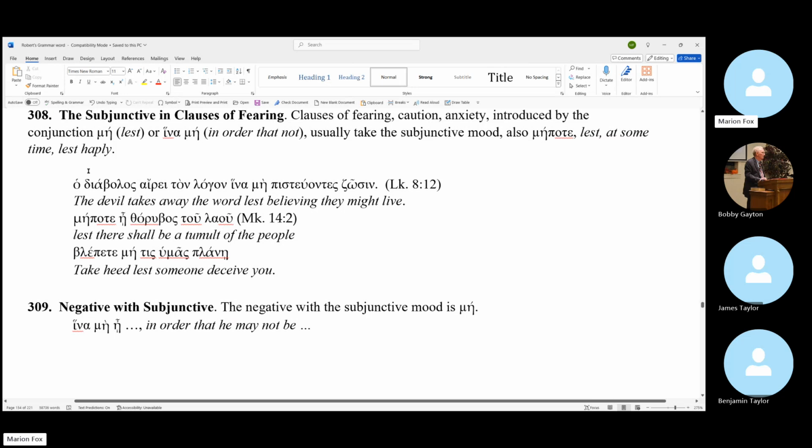And the diabolos airei ton logon, hina me pisteusantes sothosin. The devil, the false accuser, takes away the word. He takes away, carries it away, bears it away, lest believing. See, in order that, so this is a clause of fearing or caution or anxiety. And if this is true, if it goes with these clauses, then he's afraid it will cause people to believe and they'll be saved. Right? If that's the meaning of this. And so, of course, it's a participle here. Right? Any comments there?